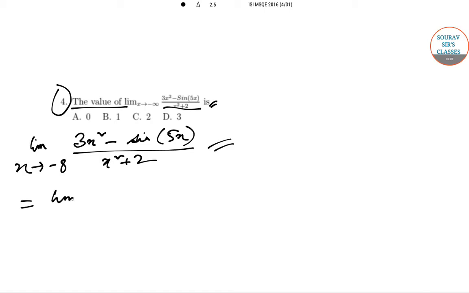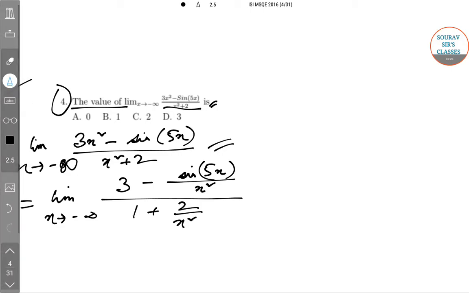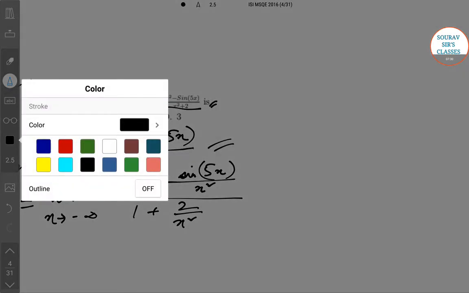So that turns out the limit of x tends to minus infinity, sorry, minus infinity. When we divide the numerator and denominator both by x square, it comes down to 3 minus sine of 5x upon x square divided by 1 plus 2 by x square. Now let me use a different thing to show the limit in a better way.